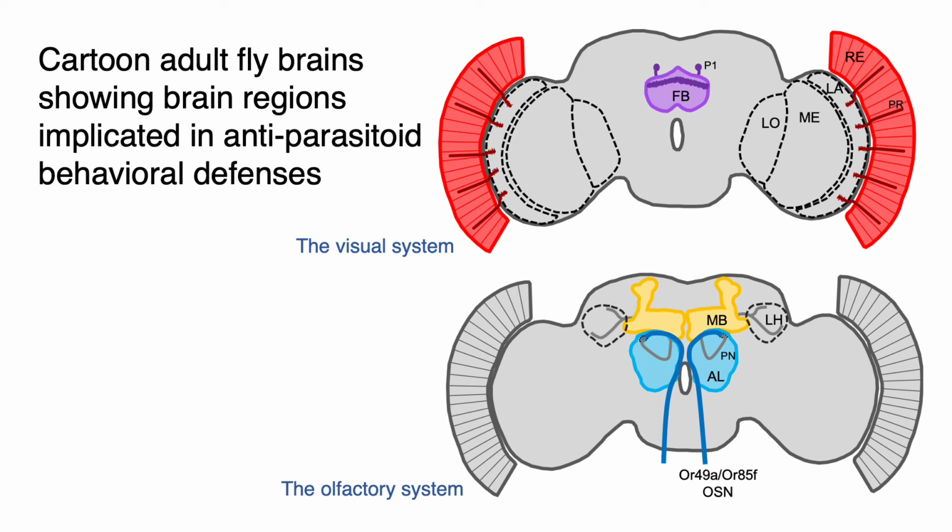Okay, we also know that flies can smell parasitoids. They know what wasps smell like. And they detect wasp odors via these two odorant receptors, OR49A and OR85F at the bottom of the image. Those project into the antennal lobes in light blue, which then project neurons into the mushroom body and into the lateral horn that seem to be required for fly behavioral responses. And once again, we don't know all the neurons in the circuit yet, and we don't know how the olfactory system interacts with the visual system, but we do know that all of these things are required. And in my lab, we're trying to fill in these circuits and understand every set of neurons that's involved.